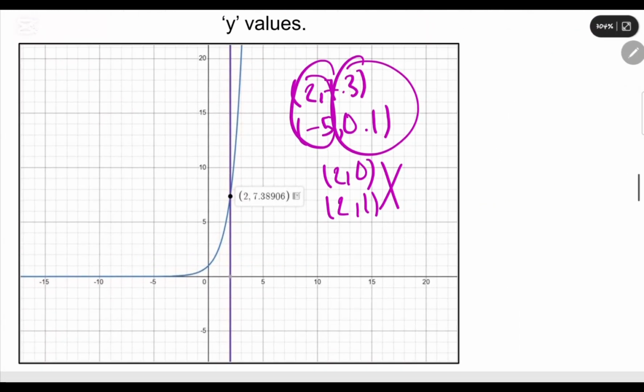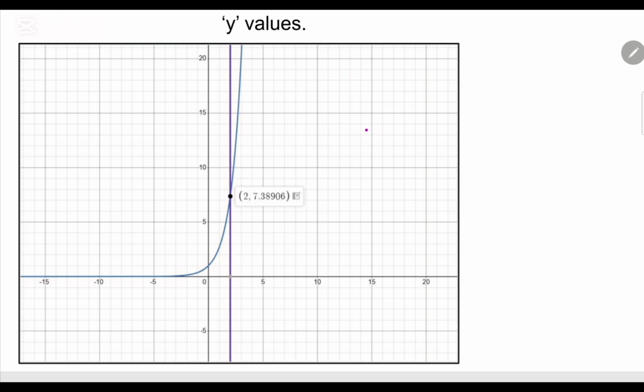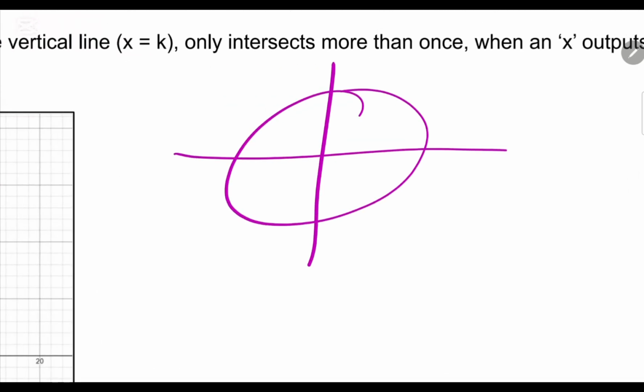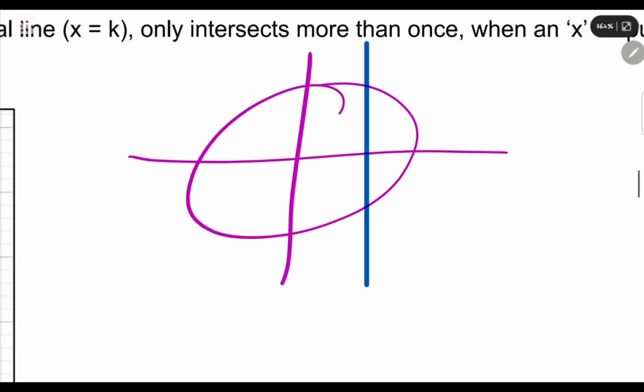Just know that, okay? Let's say you don't have a function. Let's say you have like a circle. That's not a function, right? Circle. And you draw a vertical line through it. Boom. It doesn't pass because it intersects with the vertical line twice. Not a function.